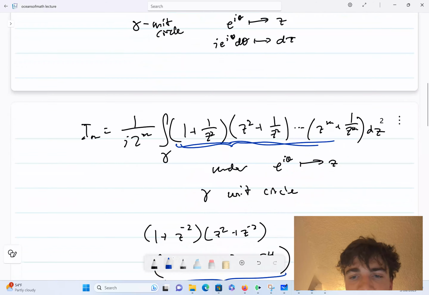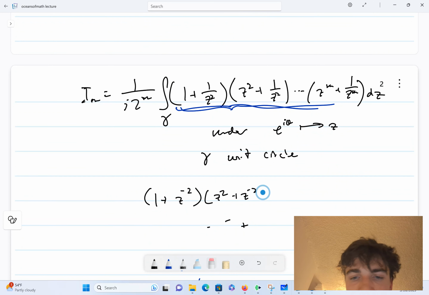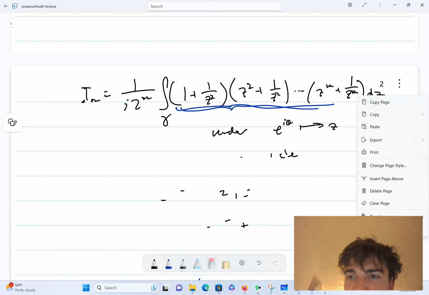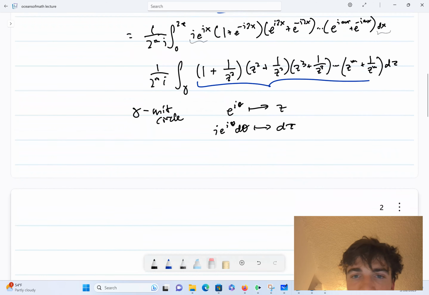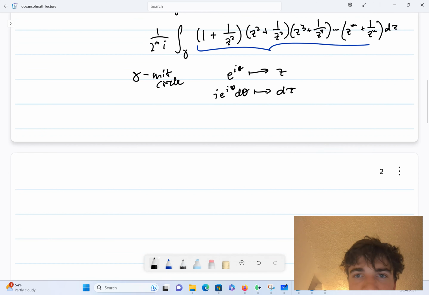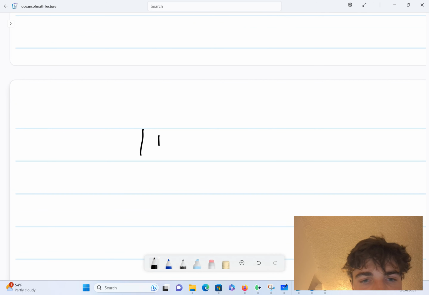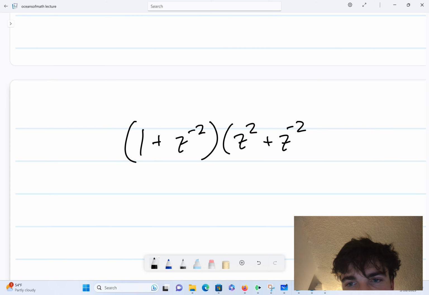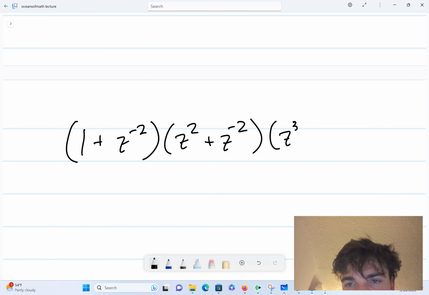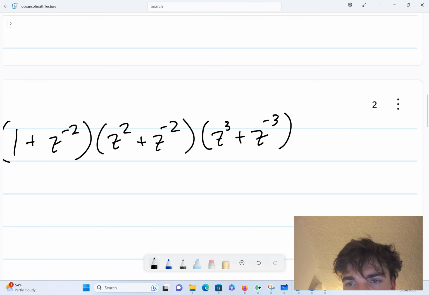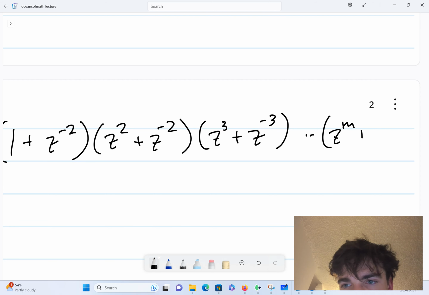Okay, so let me erase some of this stuff. Okay, so let's look at this integrand. We have 1 plus z to the negative 2 times z squared plus z to the negative 2, z cubed plus z to the minus 3, dot dot dot, z to the m plus z to the minus m, okay? And I want to know for what values of m does a 1 over z term survive. So I'll give you a couple minutes to pause the video and try to figure this out for yourself.